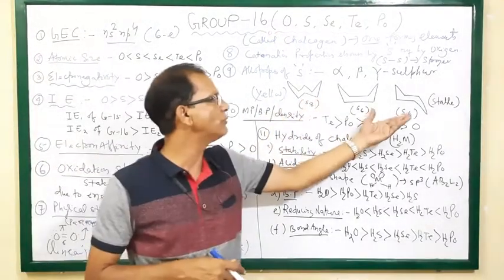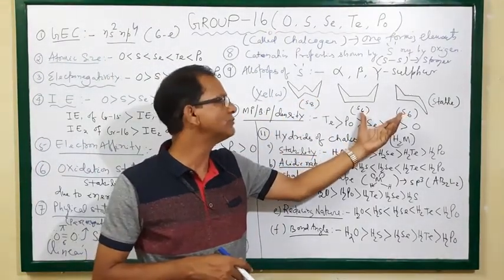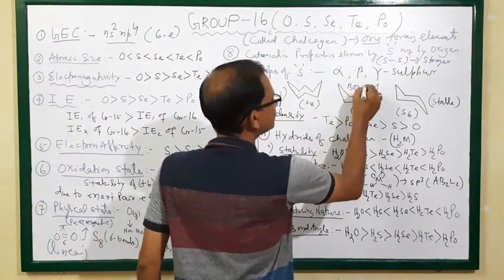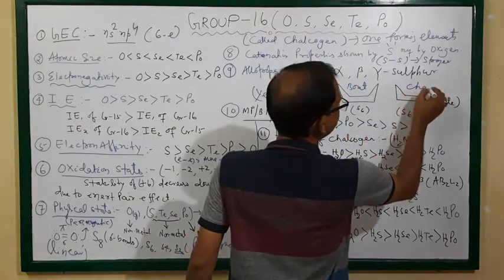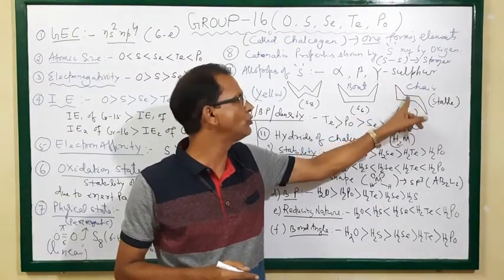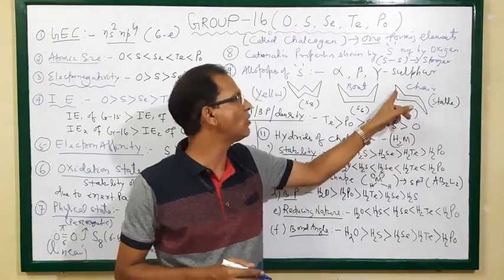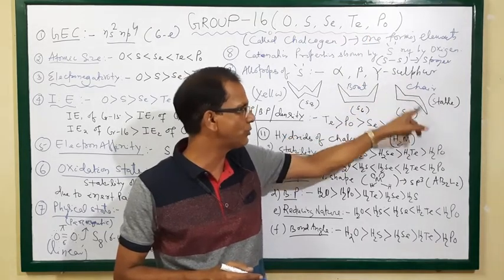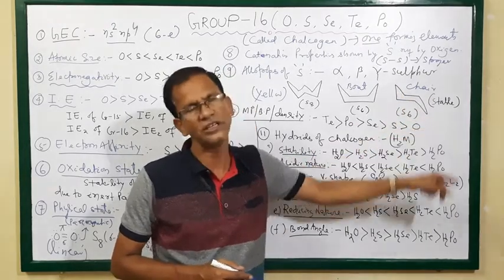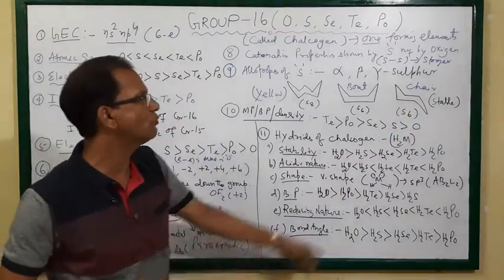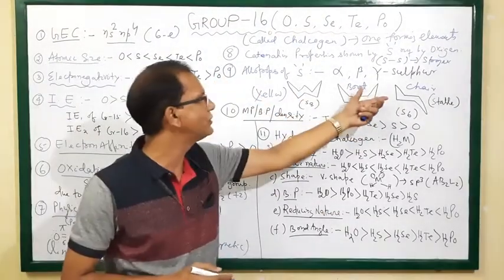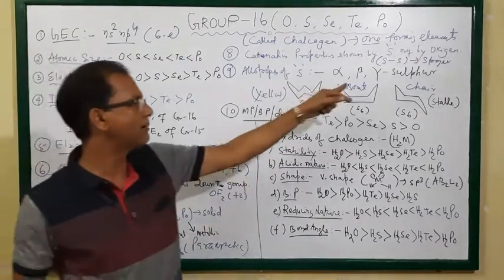And the S6 molecule exists in two forms. This is the boat form. This is called chair. The chair form of S6 is most stable due to less bond repulsion, because the two end bonds are in opposite directions. That's why there is least repulsion, so it is most stable. So these are some allotropic forms of sulfur, alpha, beta, and gamma sulfur.